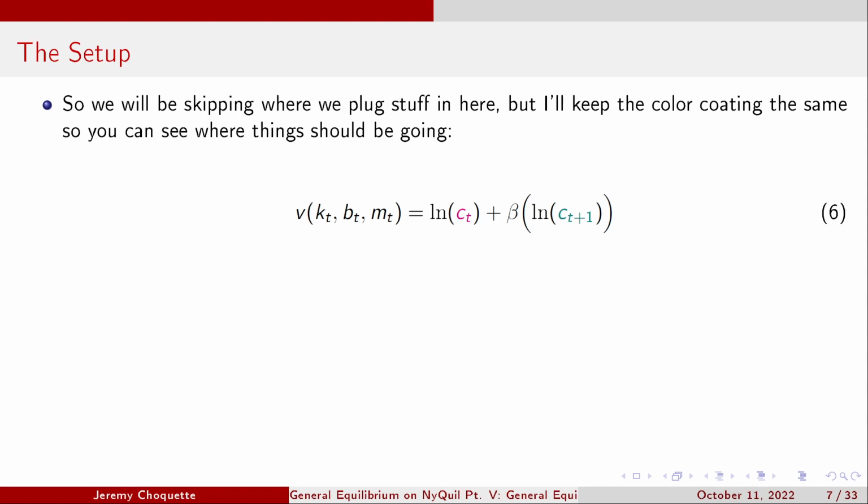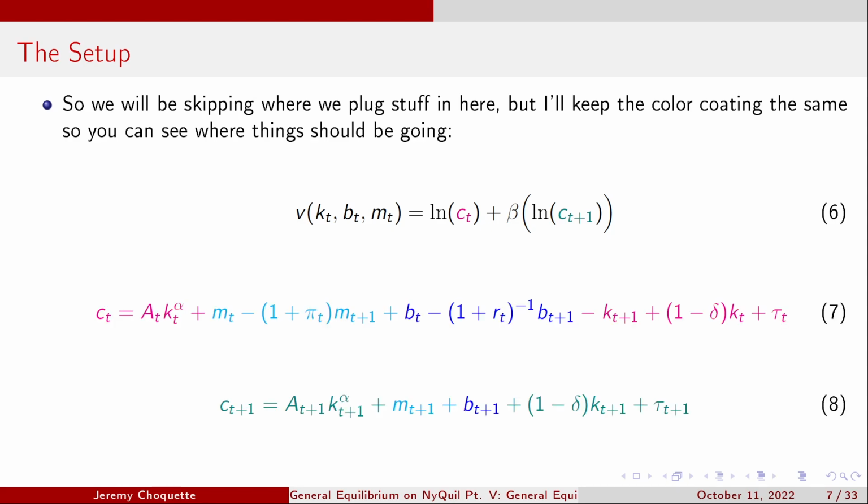So what I'm doing is I'm just going to color code CT and CT plus 1 in this utility function, and I'm going to give you these two constraints underneath. So when you're taking notes, I would highly suggest you substitute this stuff here in equation 7 in for the pink CT in equation 6, and then this stuff here, the right-hand side of equation 8, in for this teal-ish or turquoise, whatever it is, CT plus 1 in equation 6. When you do that, you'll actually be able to see the whole thing written out. I didn't do that just to save space.